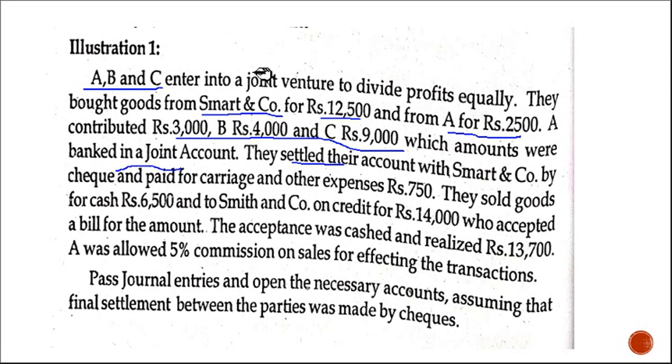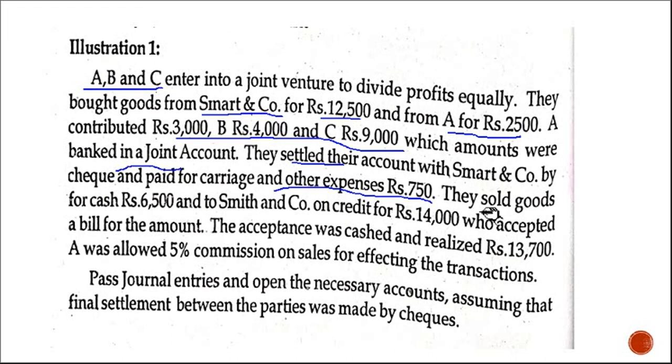That means what? They bought the goods from Smart and Company, right? 12,500. So they made the payment here by check. So that is the next transaction. Another transaction: paid for carriage and other expenses rupees 750. So these expenses are paid. Let us pass the entry for this also.